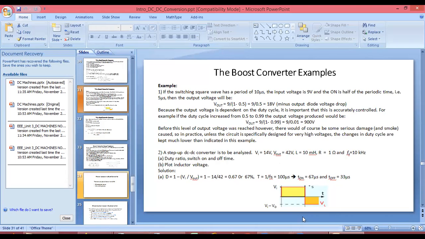And we can plot this inductor graph, on the y axis Vi, and on the negative side we can take Vi minus Vo.